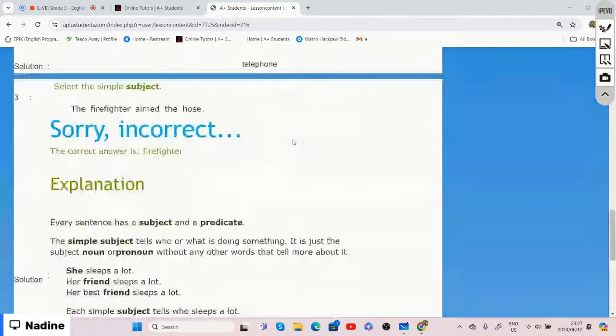Now we're going to the next sentence that we are going to identify the simple subject of. It says, the firefighter aimed the hose. We need to identify the simple subject within the sentence. The firefighter aimed the hose. So we need to say either who or what is doing something.